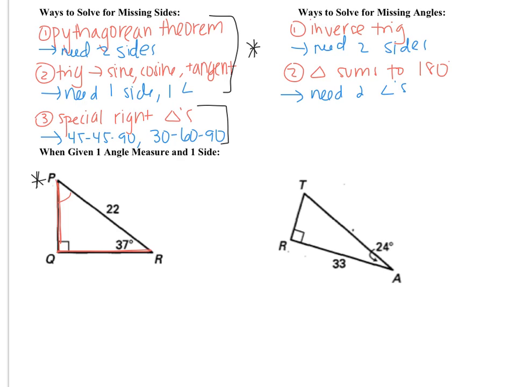So I'm going to start with solving for that last angle. Now this should be pretty easy. In terms of looking for angles, we can either use inverse trig or the fact that a triangle sums to 180. Well, that one's pretty easy. If I already have two angles, I can easily find the third one. If I take 180 and I subtract 90 and I subtract 37, I get 53. Okay, so that tells me that my angle P is 53 degrees.